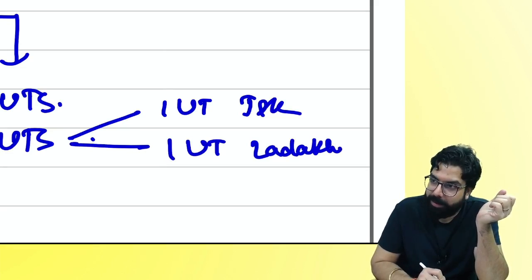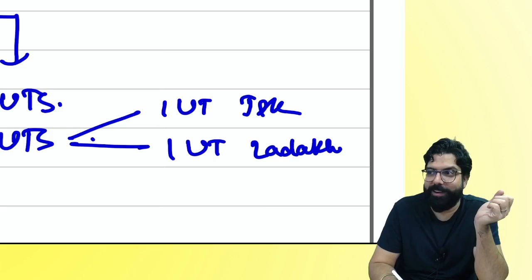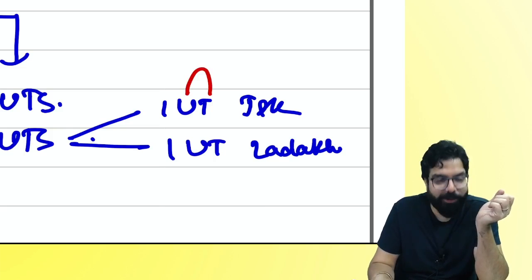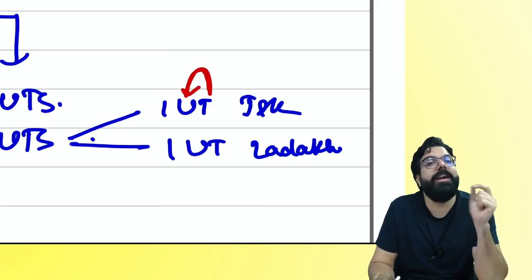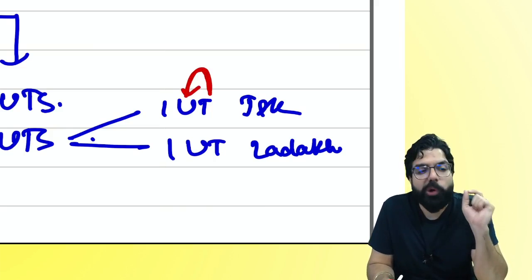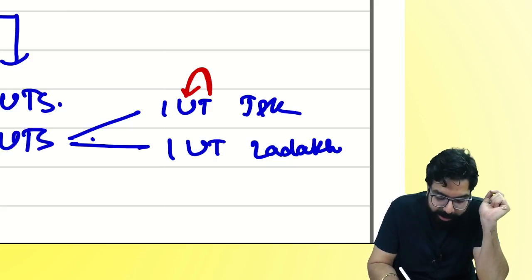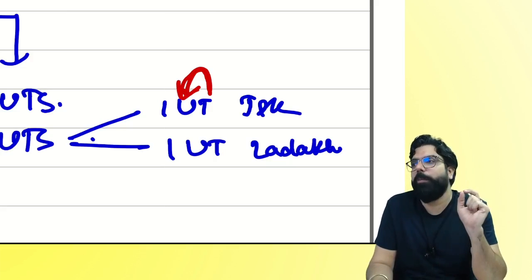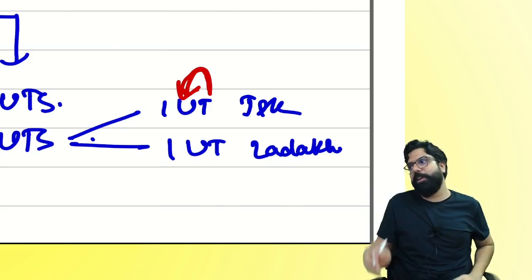Correct? Now, why are UTs called UTs, everyone? Because it's the territory of the union government, the territory of the central government. In a UT the central government imposes control. That's why it's called the territory of the union. Are we clear? And in a UT, whose control is there? Direct central government control is there.